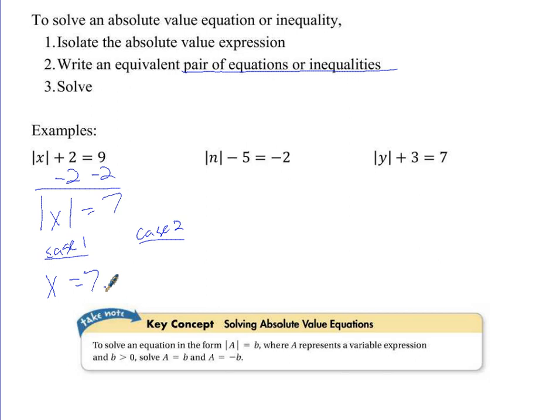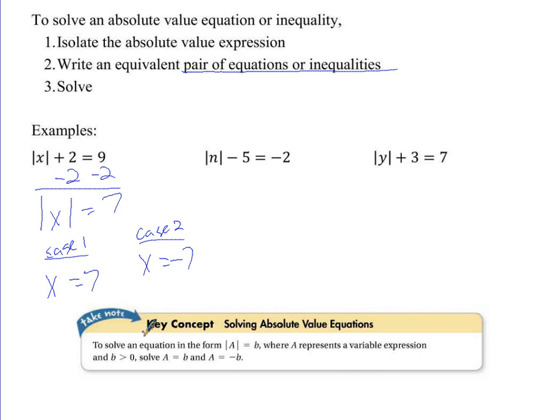Case 2 is the negative case. So we're going to rewrite exactly what we have over here in the absolute value without the absolute value. So we're just going to write x equals, and now we're going to change the sign of the answer, negative 7. There's no more work to do, so that's actually our answer. But once we do this, if there was more work to do inside the absolute value, then we could continue and solve those two equations.